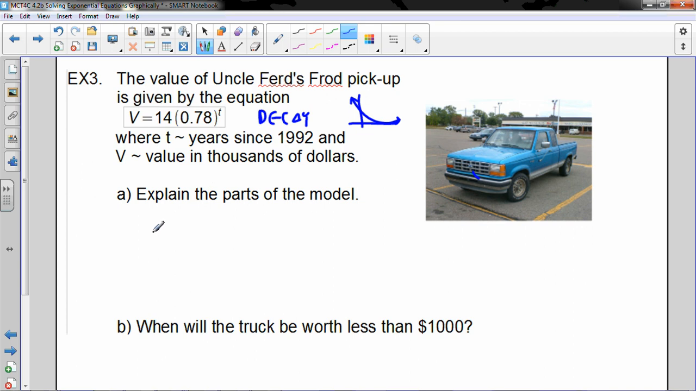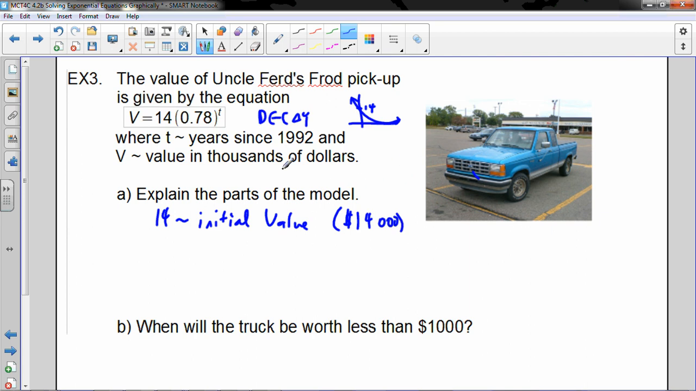So if we explain the parts of the model, this is kind of like the stretch. This is what it started as, right? That's the y-intercept. 14 is the initial value. And so, because it's in thousands, Uncle Ferd paid $14,000 for that thing in 1992.